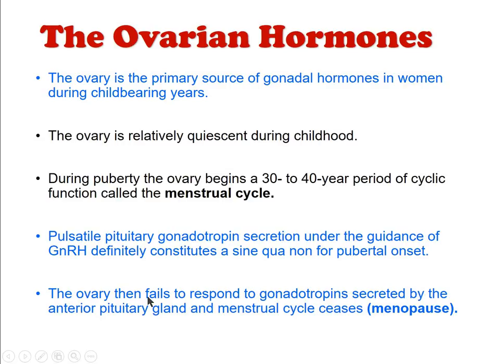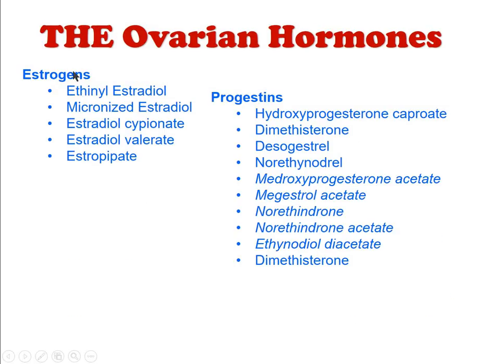So basically, it's not triggering the maturation of follicles or release of ovum. So that's basically what you see in menopause. And these are the ovarian hormones, estrogens and progesterone.